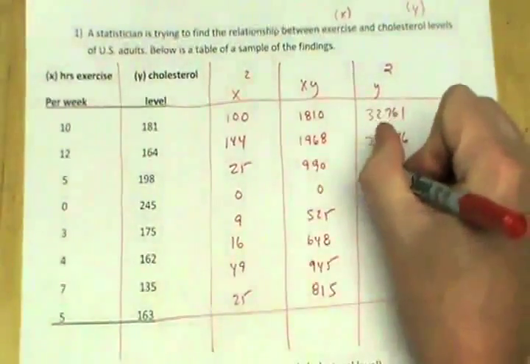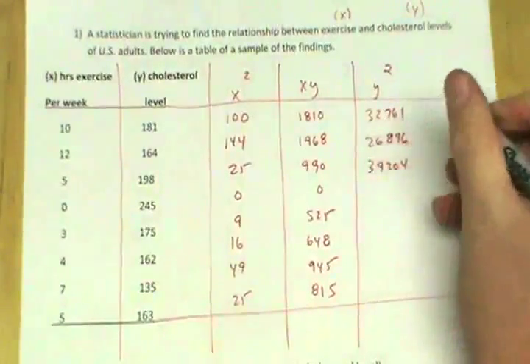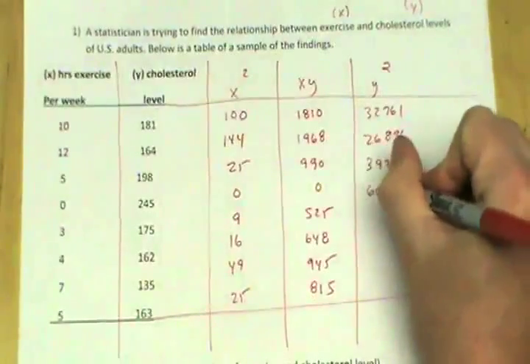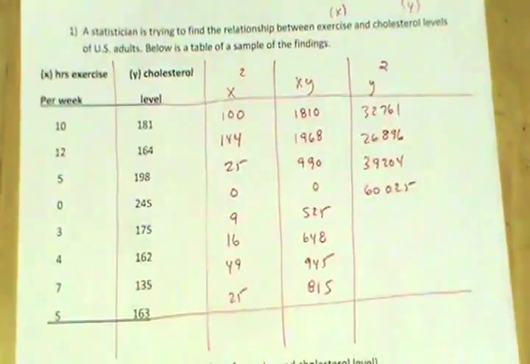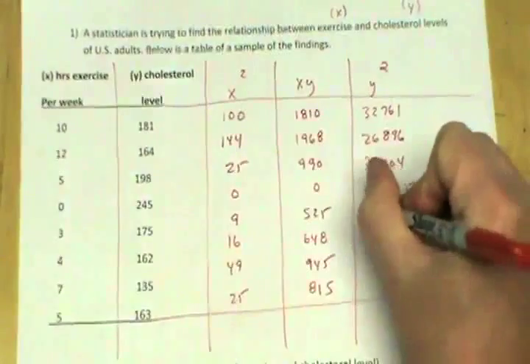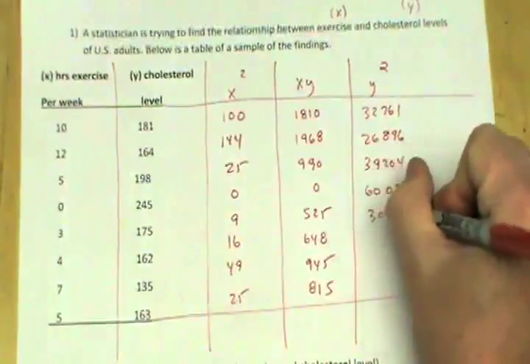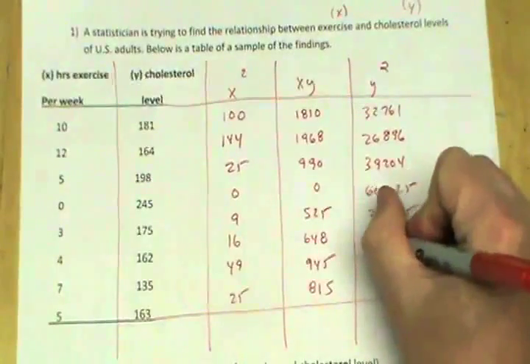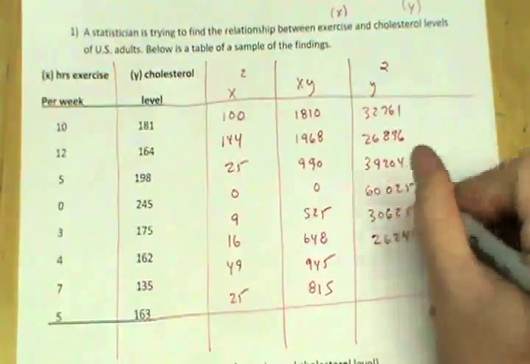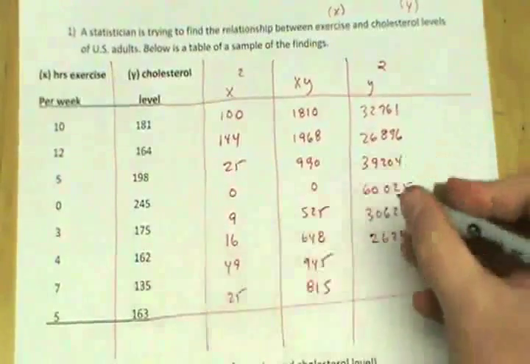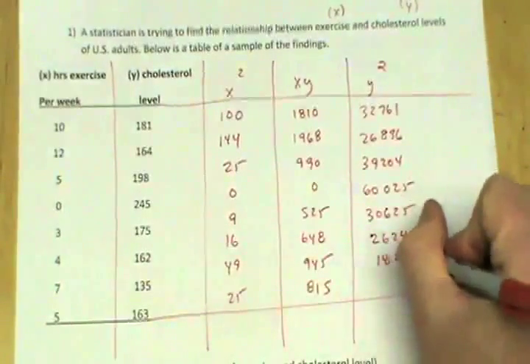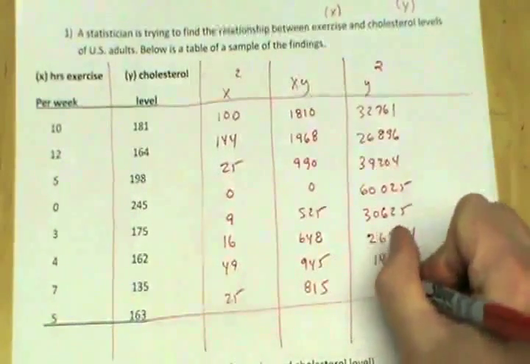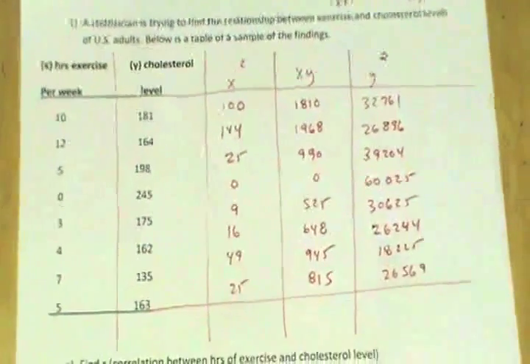198 squared is 39204. 245 squared, 60,025. 175 squared is 30625. 162 squared is 26,244. And then this one is 18,225. And then finally we have a 26569. Okay, so we fill it in.